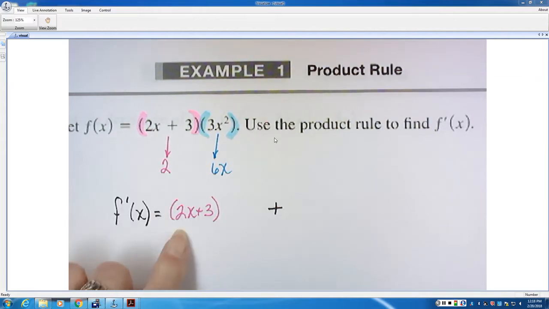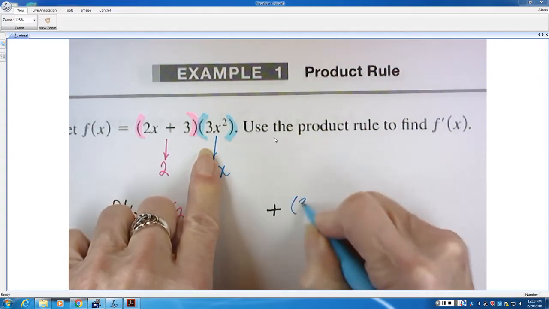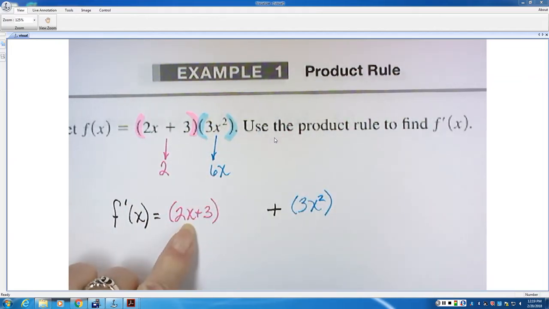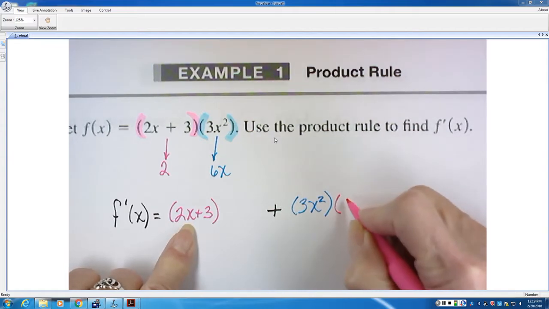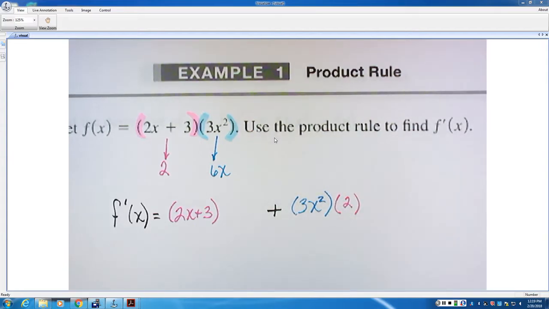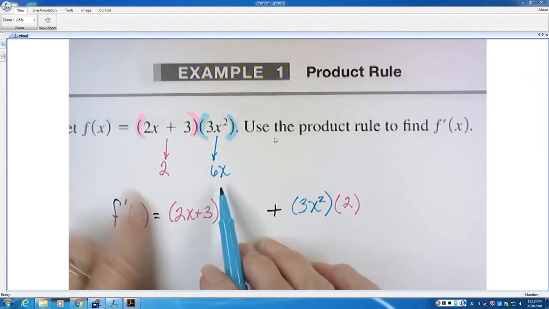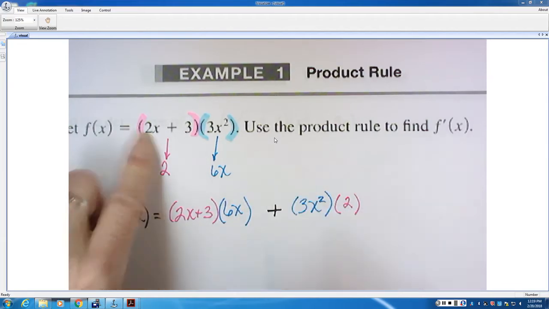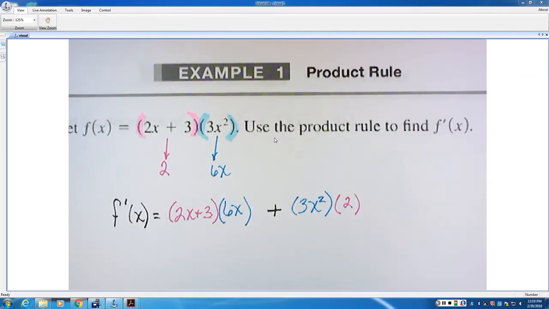Okay. 2x plus 3 is our first factor. Our second factor was 3x squared. This is where the product rule tells you how to do the problem. These are going to swap derivatives. The derivative of 2x plus 3 is going to partner up with the other factor, and the derivative of 3x squared is going to partner up with the first factor. So they're just going to trade derivatives. And at that point, your calculus is done. You're finished with the calculus at this point.